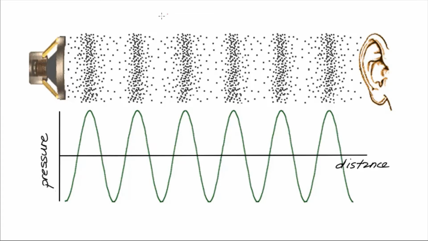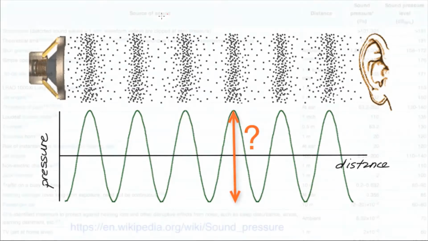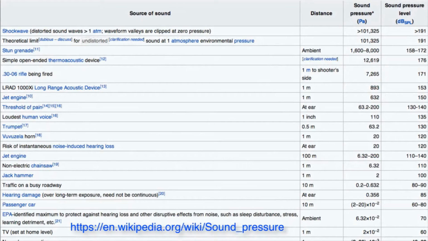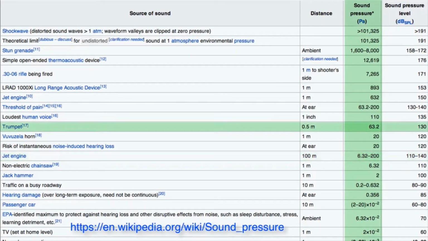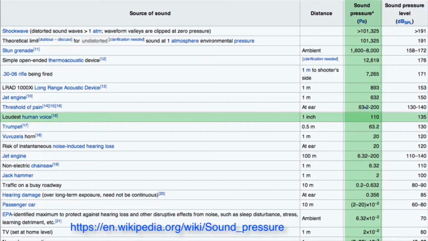And to create sound, we generate pressure variations. How big is this pressure difference? Very small. Here's a chart of the pressure variation for various sounds, including a jet engine and a trumpet. For a loud human voice, the pressure difference is about 110 pascals.